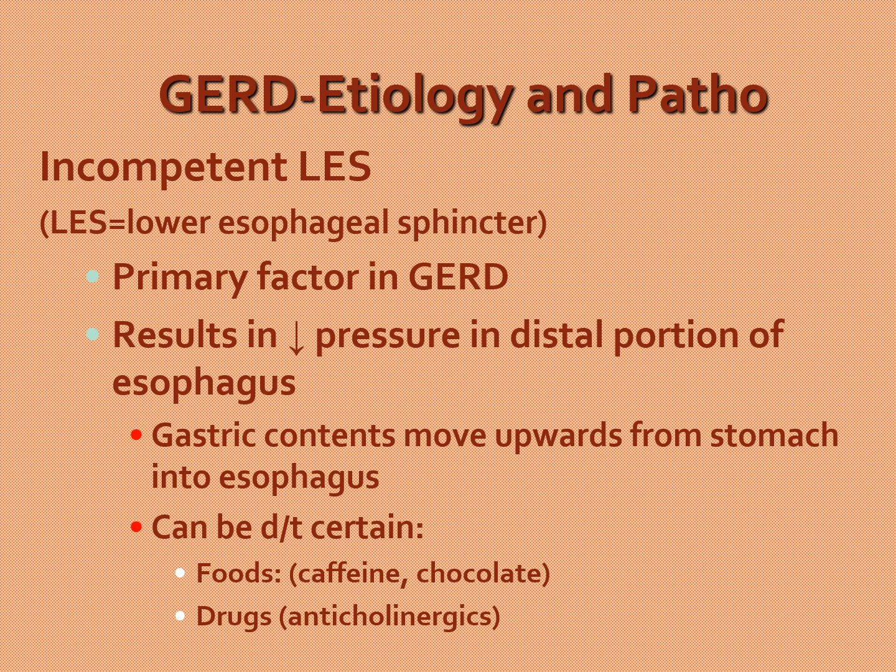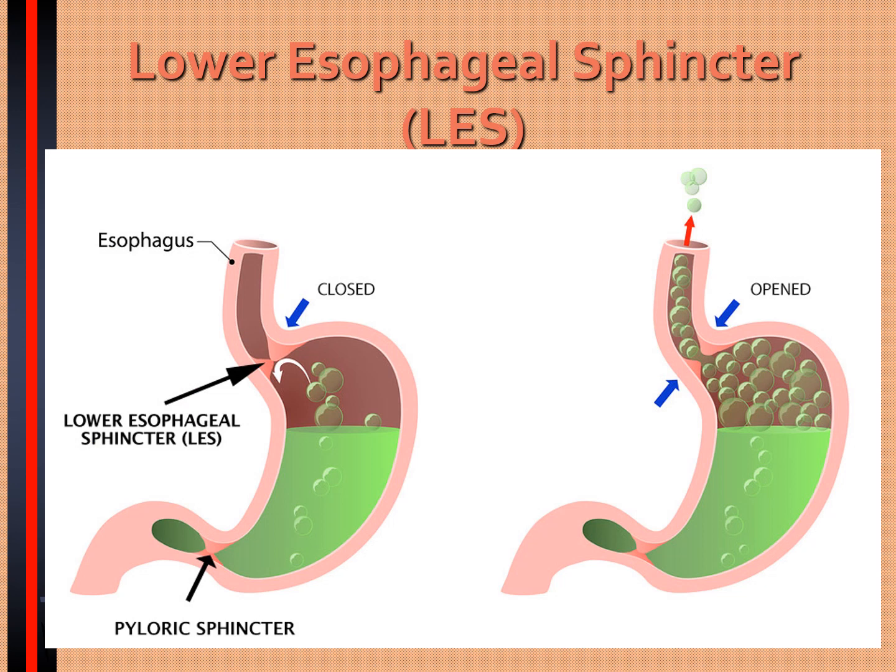It can be due to certain foods such as caffeine and chocolate, or drugs that are used long term such as anticholinergics. So as you can see in the image on the left, the sphincter is tight, closed as it should be after food has moved past it. The image is really how the LES should function ideally, right? That sphincter closes, it doesn't allow for any kind of backflow from the acid. In the image on the right, the LES is too relaxed, and it's allowing those gastric contents to move upward.